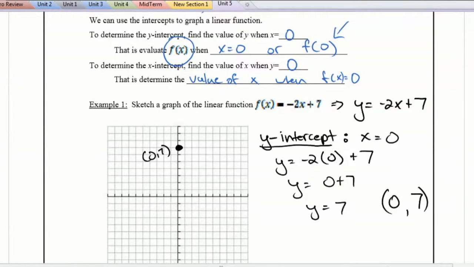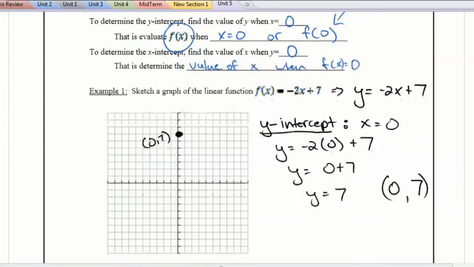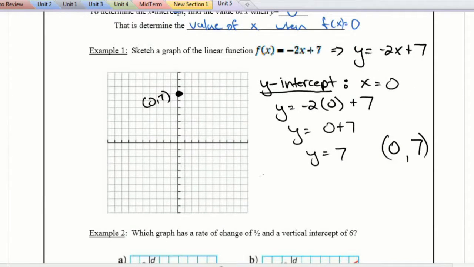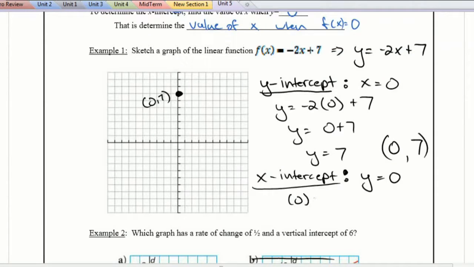So that's 1 point. I can't plot a line yet with 1 point. I need 2. So now I'm interested in finding the x-intercept. Just like my y-intercept, where all of my points on that vertical axis have an x value of 0, the same thing goes for the horizontal axis, except now y is going to be equal to 0. So I'm going to take the same equation, and anywhere there's a y, I'm going to plug in a 0. So I get 0 is equal to negative 2x plus 7, just from the equation of my line that I started with.